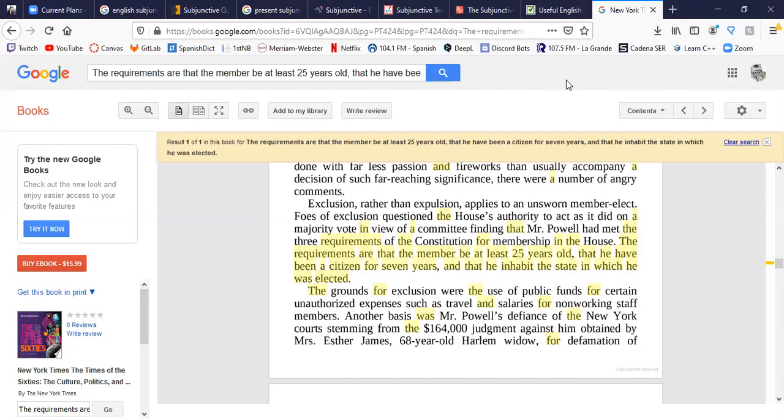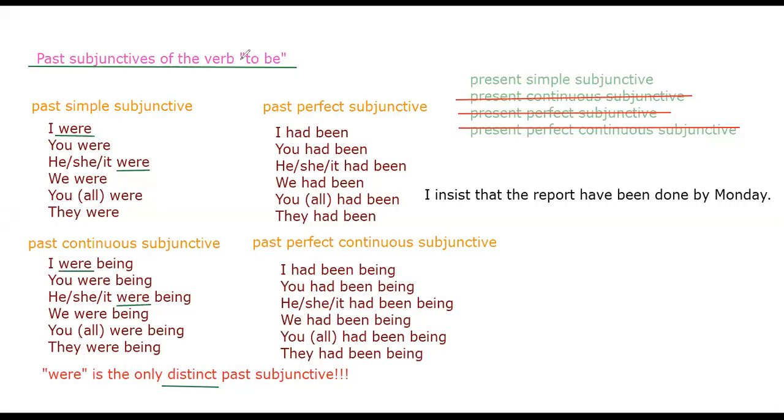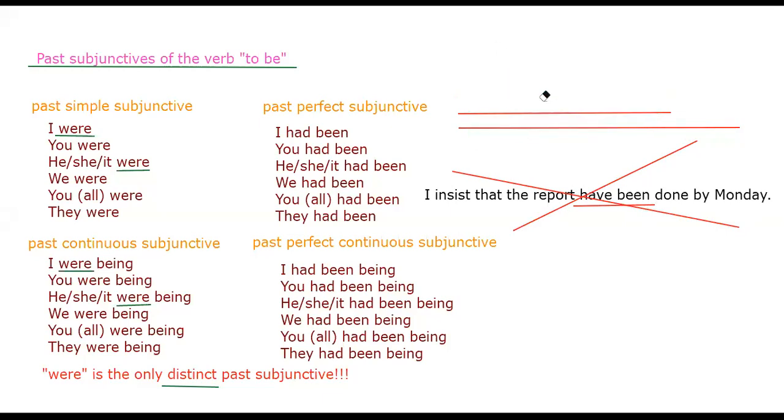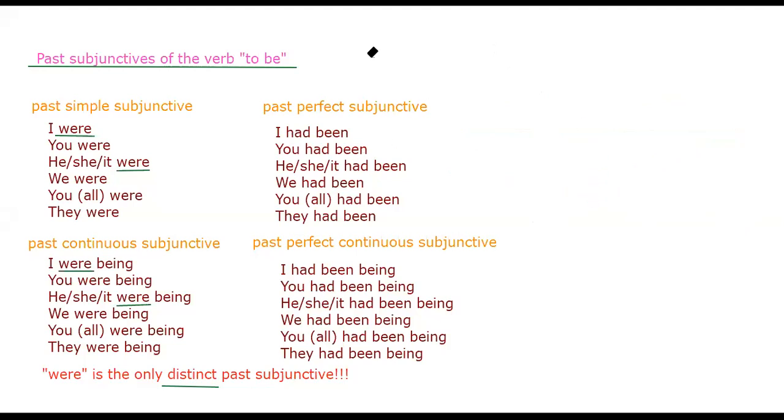You're not going to hear it in speech, and you'll rarely see it in writing. You may see some remnants in writing, but again, they're remnants. So we don't use this form anymore. With the "have been" here, no, we don't use that form anymore. We just say, I insist that the report be done by Monday. But that's just for your reference. So you know that for both the past and the present, you have a simple, continuous, perfect, and perfect continuous. But we're going to talk about the past subjunctive now, so these don't really matter that much. Just for your reference, I mentioned it.